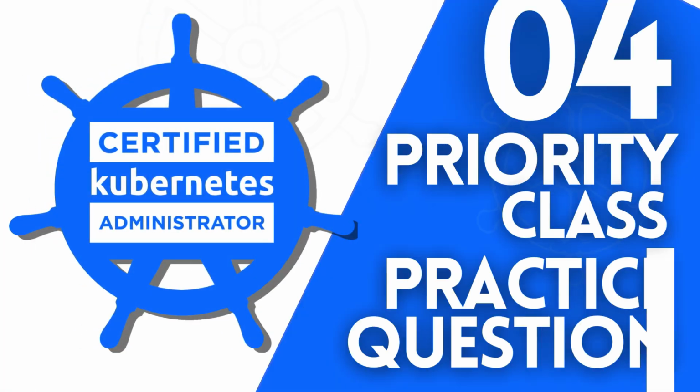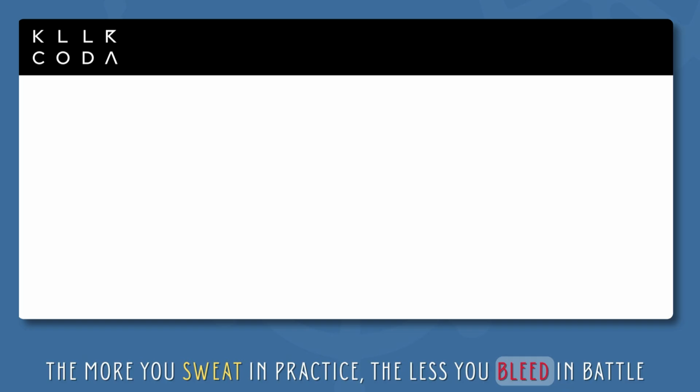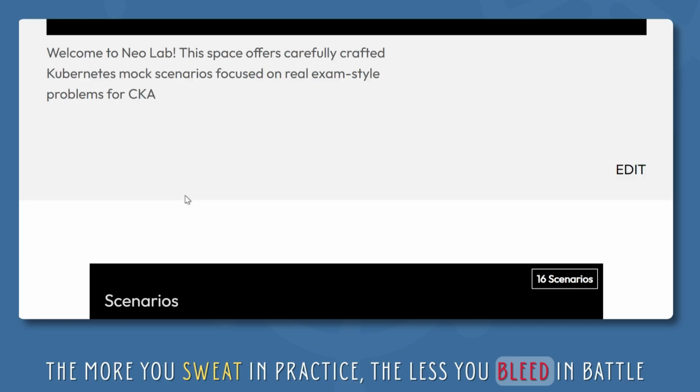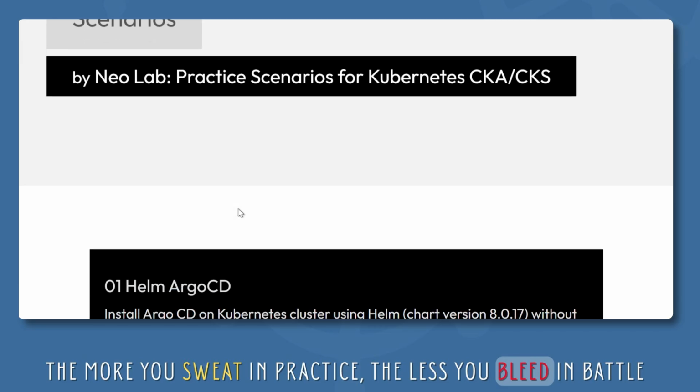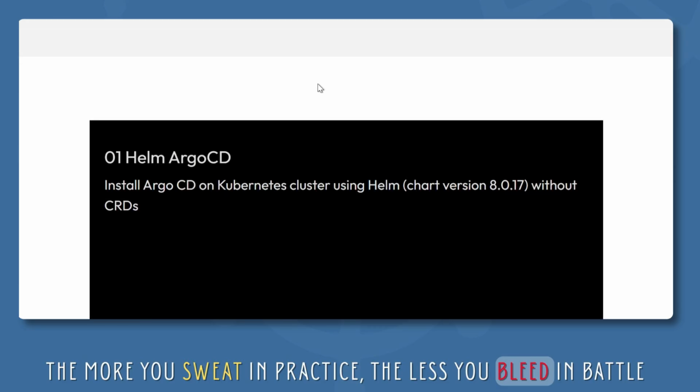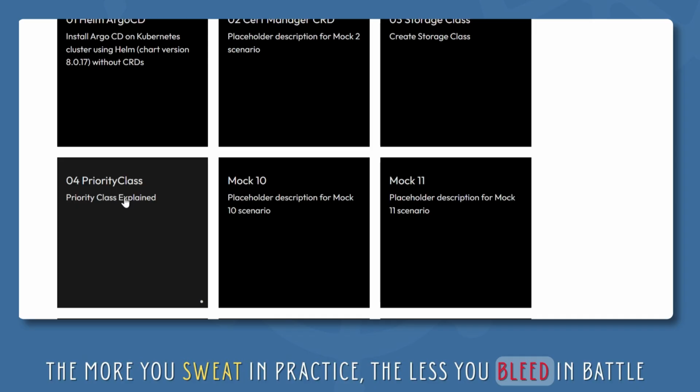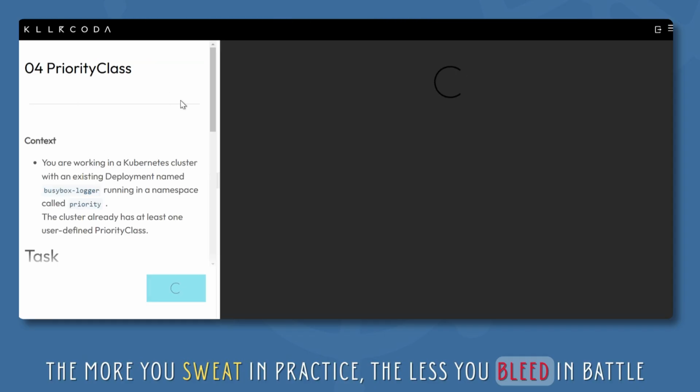Welcome. For practice question CKA4, just go to the Neokloud site and search there, and you will find a file. I will give this link in the comment box. Here you will find scenario number 4, that is the priority class. Just click that priority class and you are ready to go.